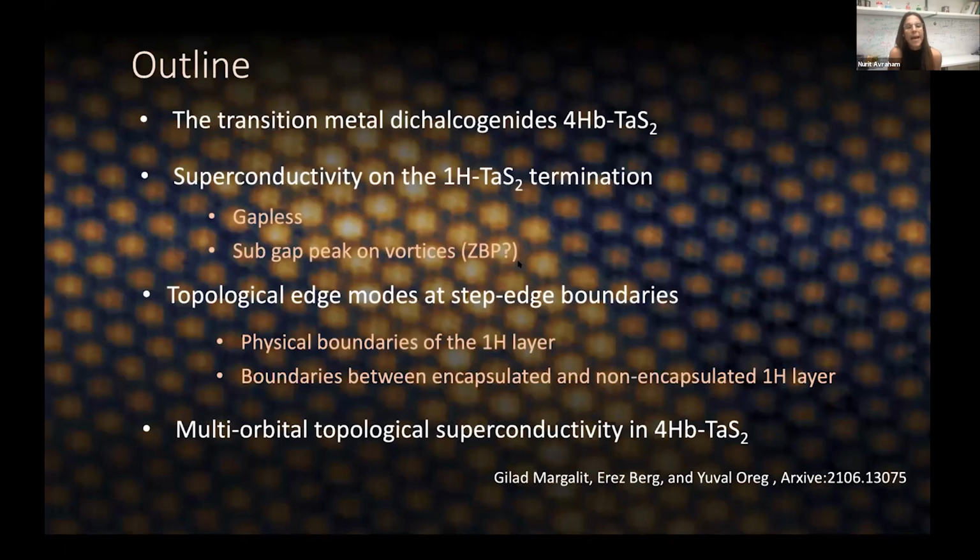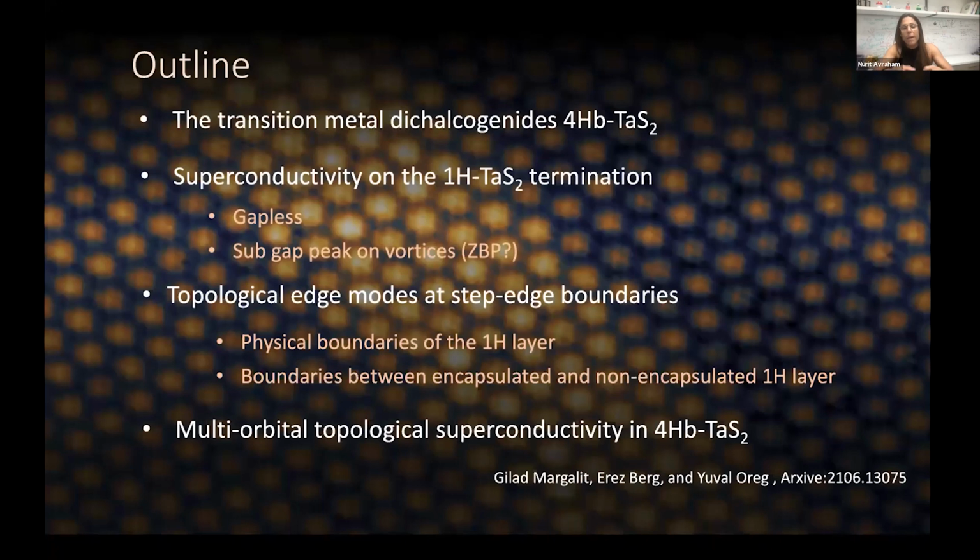And then I'll focus on the main topological signature of the superconductivity, which will be the boundary modes that we see on different boundaries of the surface, which will be physical boundaries. Here I will distinguish between 2 types of boundary. One will be the physical boundary of the 1H layer, and one will be a boundary that distinguishes between 2 regions of the same 1H layer.